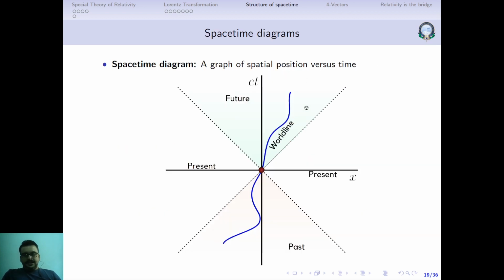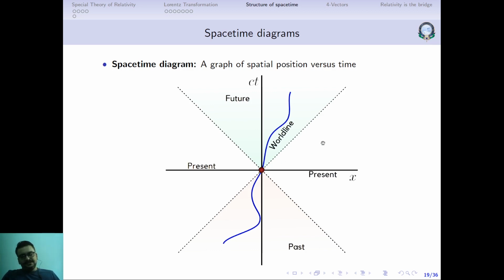Another concept that gives structure to space-time is the space-time diagram. I had shown you a space-time diagram some time back. It's basically a graph of spatial position versus time. At most we can go to two spatial dimensions and one time dimension, because three spatial dimensions and one time dimension we cannot represent in the form of a single graph.